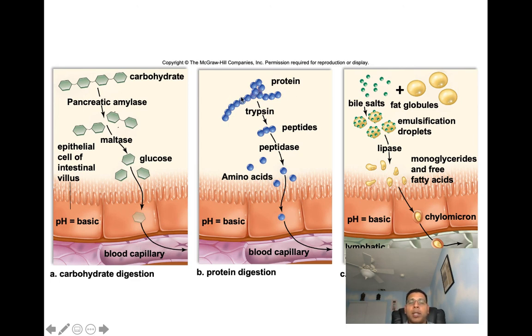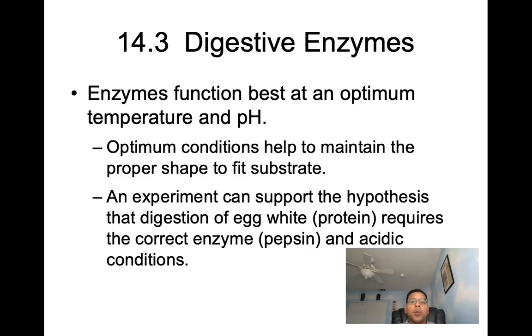So here we can see proteins. Proteins are going to get acted on by trypsin, which breaks them down to peptides, which then get acted on by peptidase. Peptidase then helps to liberate all those amino acids, which then get absorbed and are floating around in our blood capillaries. And then last, we can appreciate fat digestion. You can see here how our bile salts and fat globules are going to come together to undergo emulsification, eventually then being acted on by lipase, which will then help form these chylomicrons, which then are going to be found in our bloodstream.